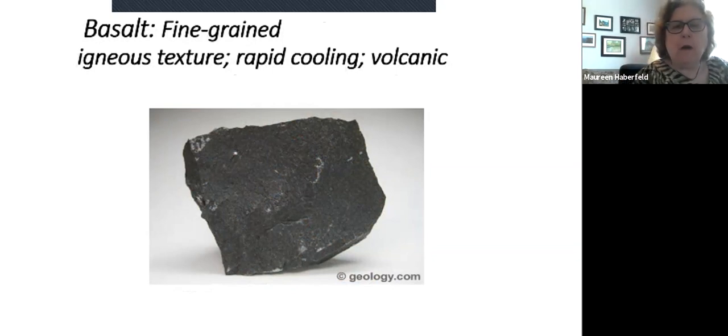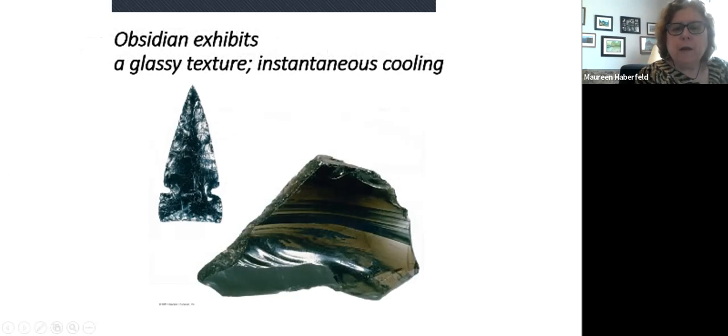This is an example of a basalt, which is the fine grained texture. The crystals are microscopic because this was rapid cooling from lava at the Earth's surface. So this is actually like a lava rock. And then here's your obsidian. It's a beautiful, shiny rock. Sometimes they make jewelry out of it. And early people used to use it to make arrowheads. Sometimes they find these still.